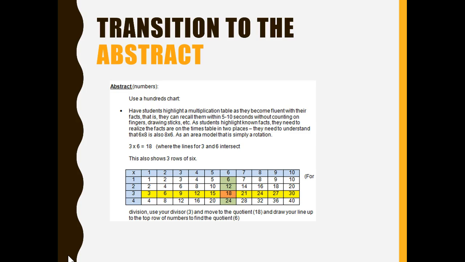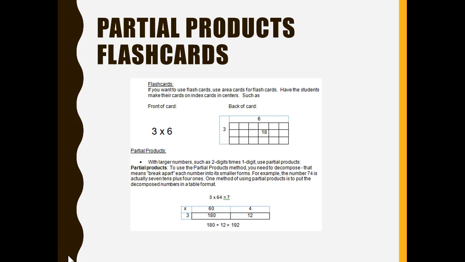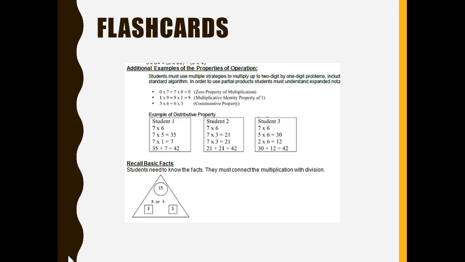And then you transition to the abstract, where this could be using the multiplication chart or just using repeated addition to show multiplication. Partial products and flashcards would be another form of using an abstract version. So you would never want to start with flashcards. You would always want to start with those manipulatives, working to the pictorial, and then flashcards. Now the triangular flashcards are available for you in your Texas Go Math resources.